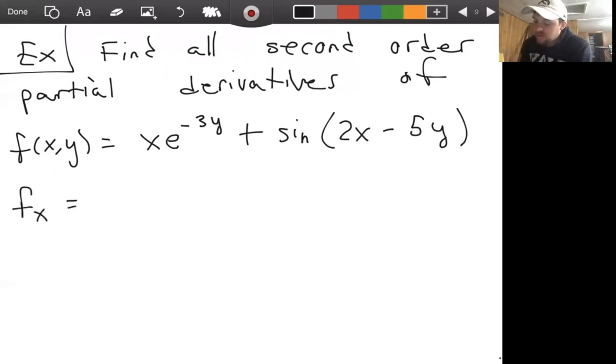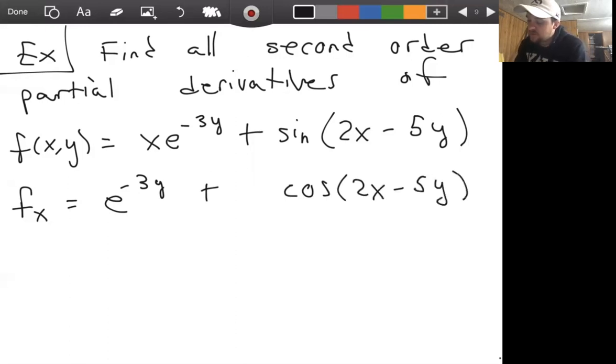Okay, and so to find all second order derivatives, we have to find first order derivatives, right? What's the derivative with respect to x of x e to the negative 3y? E to the negative 3y is constant with respect to x, and so the derivative of a constant times x is just the constant. So we get e to the negative 3y. Then we have to use the chain rule here, but in the variable x. So we get plus cosine of 2x minus 5y, but we have to take the derivative with respect to x of the inside, which is 2.